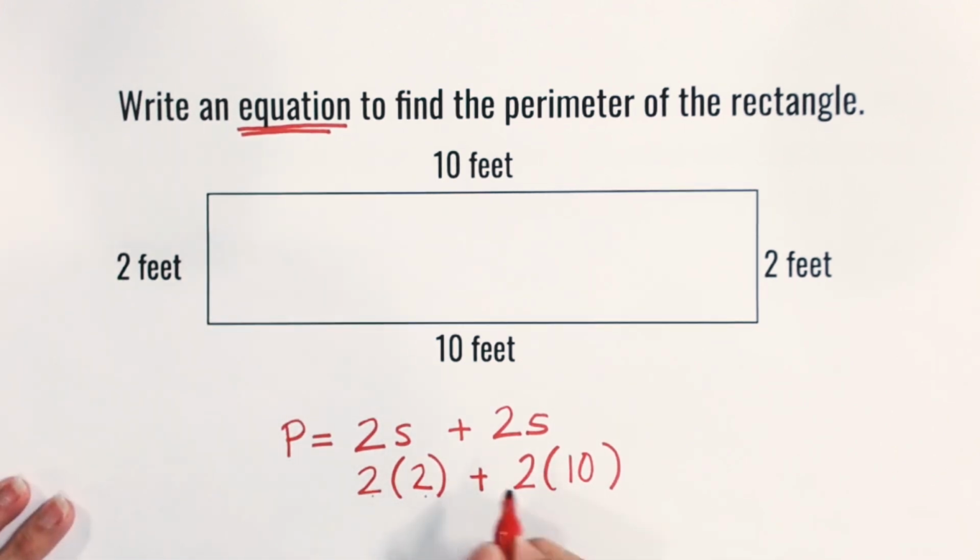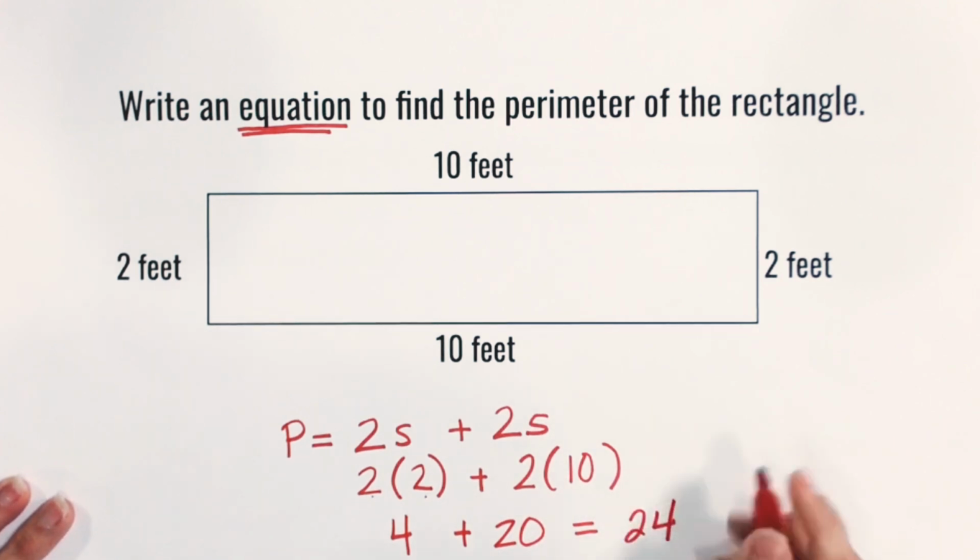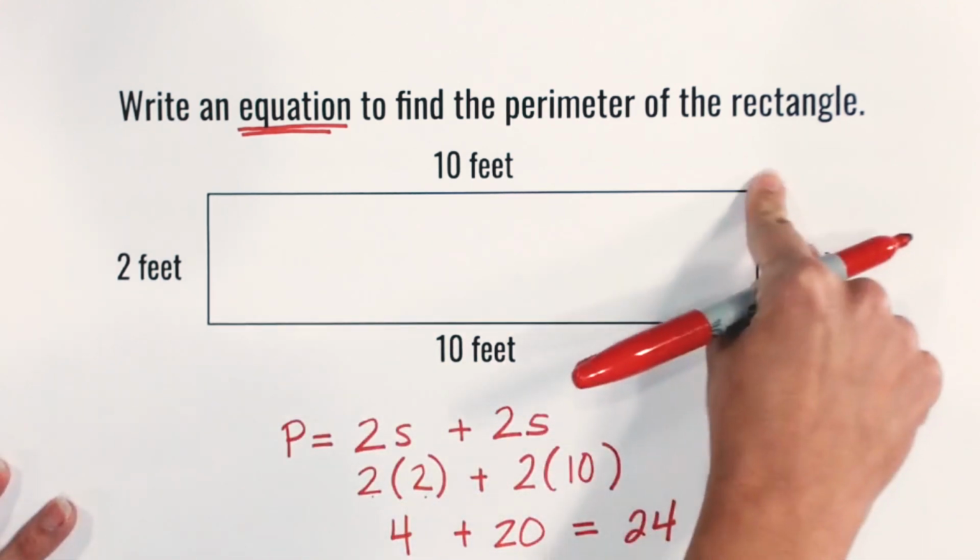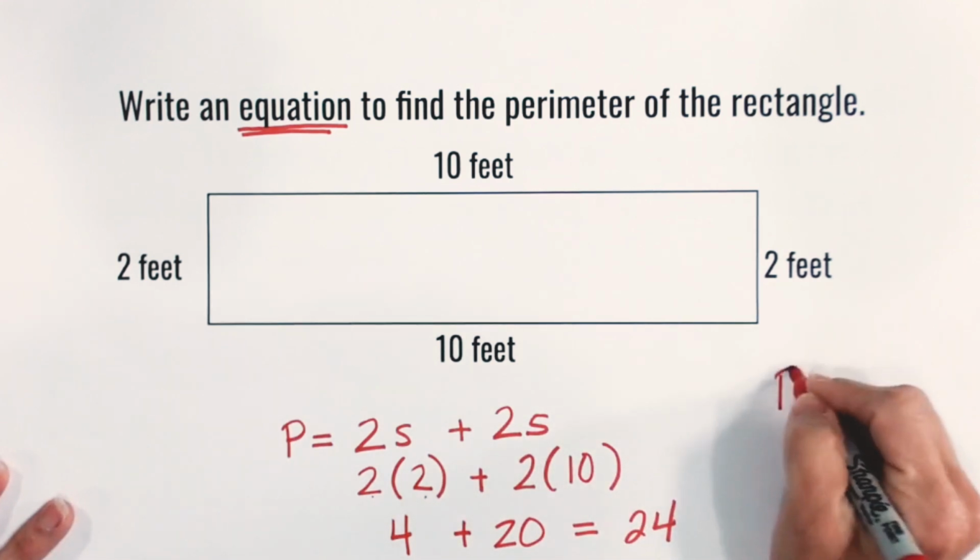So we have 2 times 2, and that's 4. And we're going to add that to 2 times 10, which is 20. 4 plus 20 is 24. So the perimeter, or the distance around this rectangle, is 24 feet.